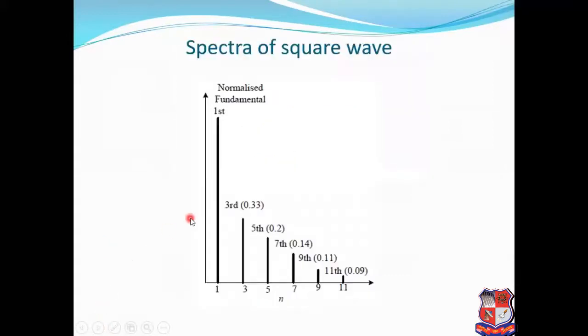So if we plot that on a harmonic spectrum, for the fundamental we get 100% output. That means our desired output is the fundamental, the normalized fundamental frequency component. And the third order harmonic is 1/3 of this fundamental component. The fifth order harmonic is 1/5 of the fundamental component. The seventh order harmonic is 1/7 part of the fundamental component. The ninth order harmonic is 1/9 times the fundamental component, and so on.